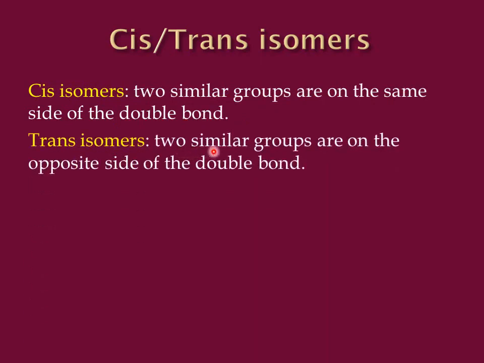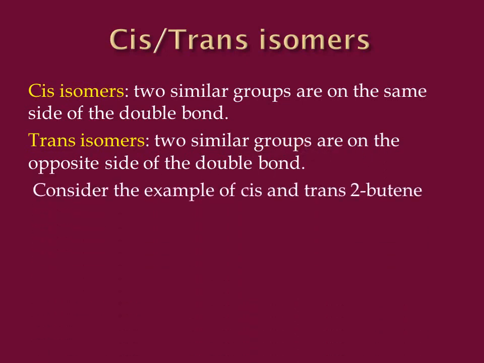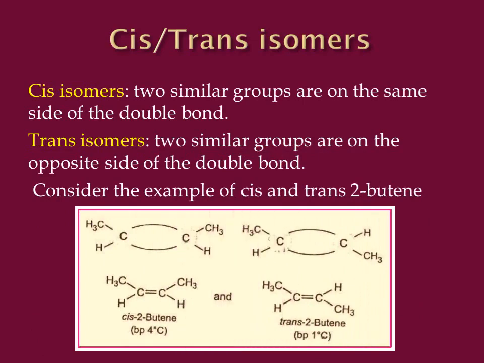This is cis 2-butene. You can see that the similar or identical groups are present on the same side of the double bond. Whereas in the trans isomer, the identical groups are present on the opposite side of this double bond. You can see the difference in physical properties also. The boiling point of cis 2-butene is 4 degrees Celsius, whereas that of trans 2-butene is 1 degree Celsius.